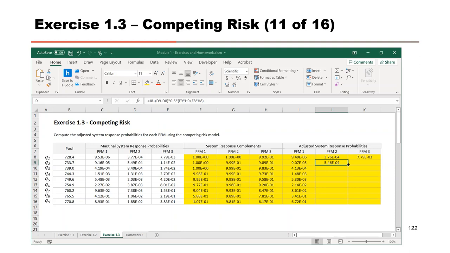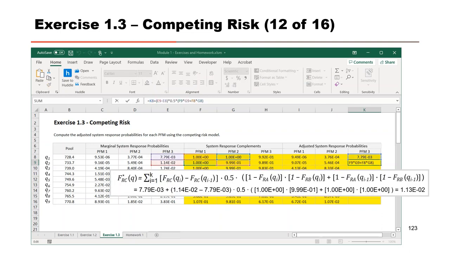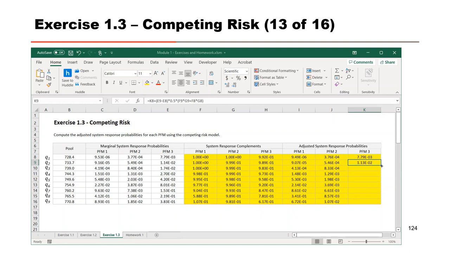We then move to the corner of the cell and double click to finish up the rest of the values for PFM2. Then repeat the procedure for PFM3 using the system response probabilities for PFM3 and the complements from PFM1 and PFM2. One last time, double click in the corner to use the same formula for the remaining cells and to finish out PFM3. And this completes the table.